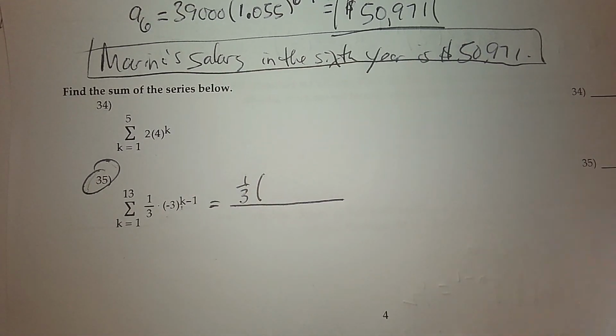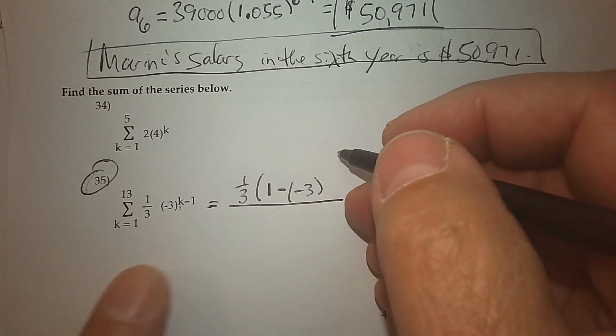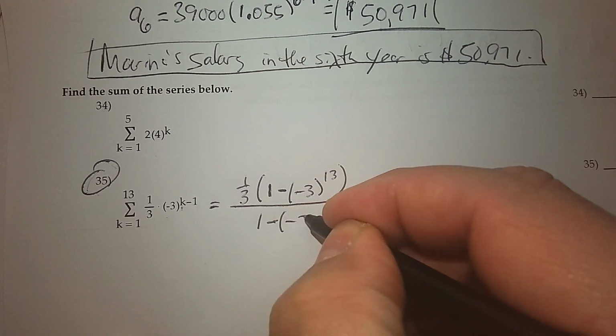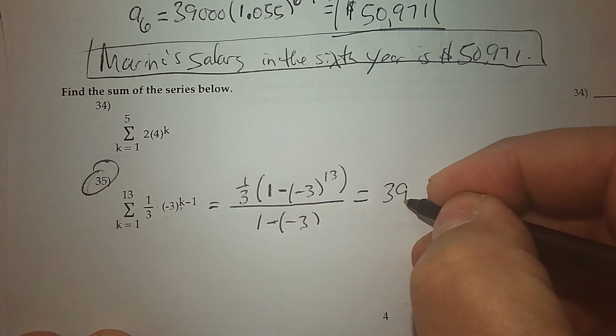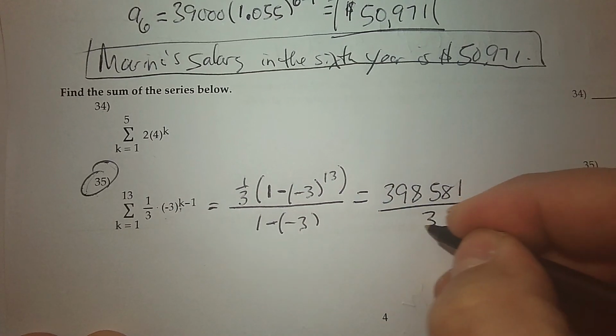Now the formula. What number should I start with now? 1 take away, you have to use parentheses. So -3 parentheses to the exponent. How many terms do I have? 13. And then the denominator is 1 subtract -3. So type that in. And the exact answer is 398,500 81 divided by 3.